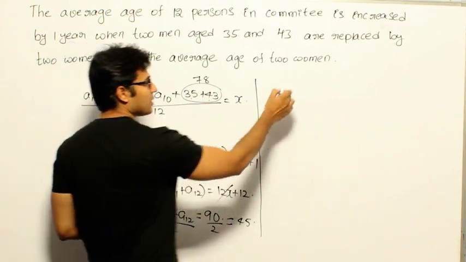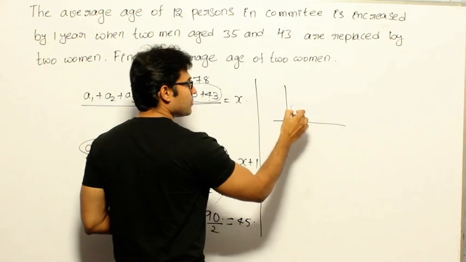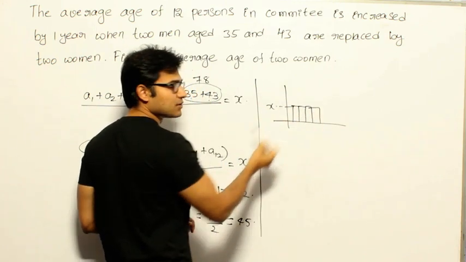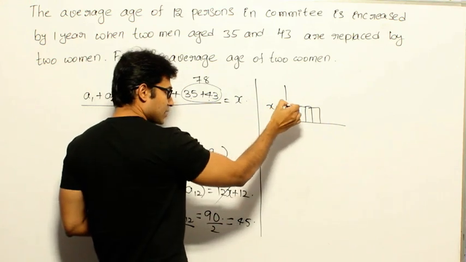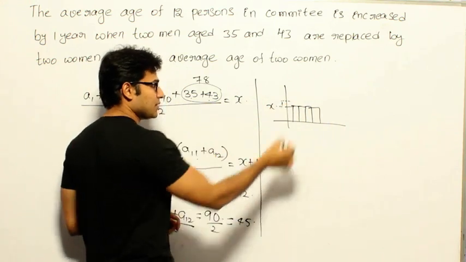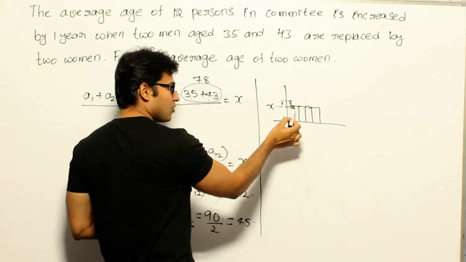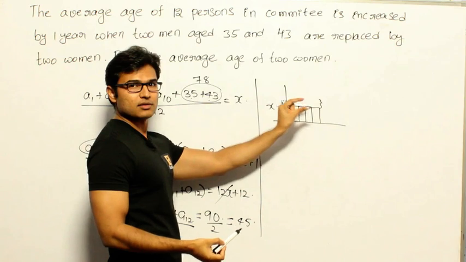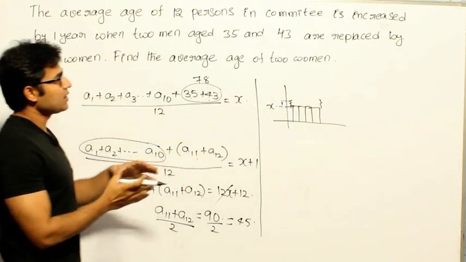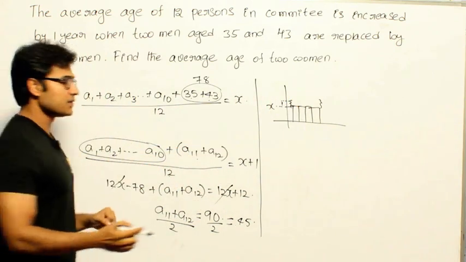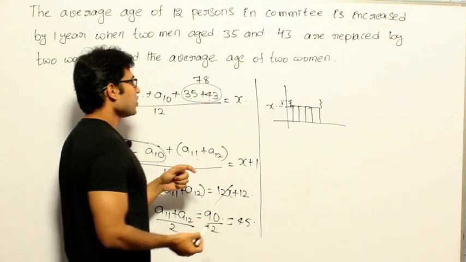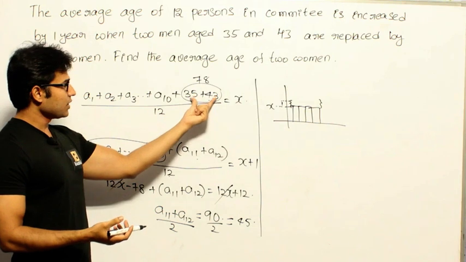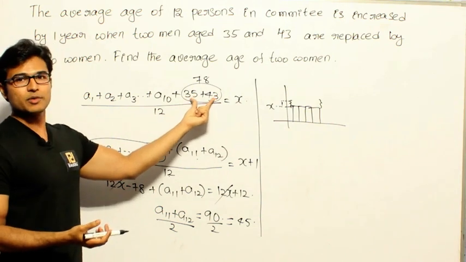See, you have, let's say, 12 people, and all have some average, let's say X. Now if their average is incremented by 1, this increase has to be multiplied by 12. So we are getting a new extra of 12 years. How is it possible? It is possible because the new replacement adds 12 years extra compared to the old people.